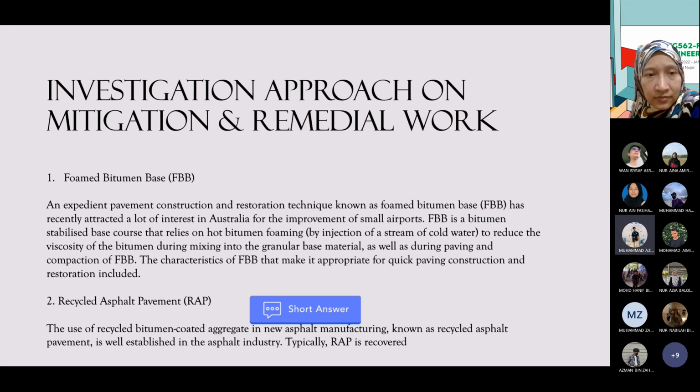Secondly, the mitigation plan or the remedial work that was planned is recycled asphalt pavement, RAP. The use of this RAP is popular and well known in the asphalt industry. Typically, RAP is obtained from the cold planing of the existing asphalt.